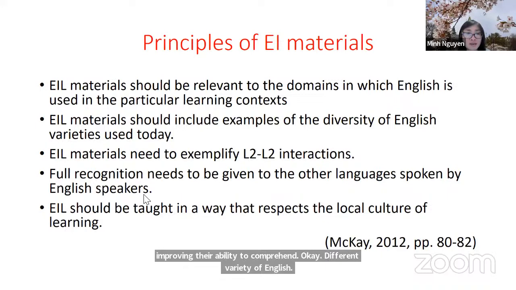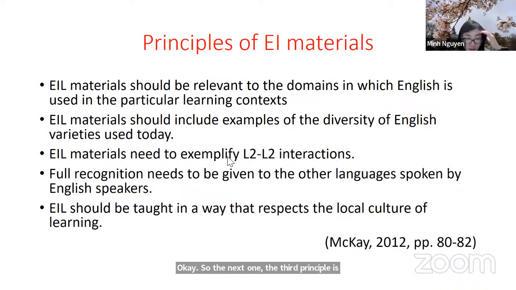The third principle is that EIL materials need to exemplify L2-L2 interactions, meaning they need to include not only dialogues between native speakers and non-native speakers, but also dialogues and exchanges between speakers of English as a second language. For example, your material should include not only examples of how Indonesian speakers communicate with speakers from inner circle countries like Australia, New Zealand, Canada, the USA, the UK, but also dialogues between Indonesian speakers and speakers of English from other Asian countries, like Singaporean, Japanese, or Vietnamese, for example.